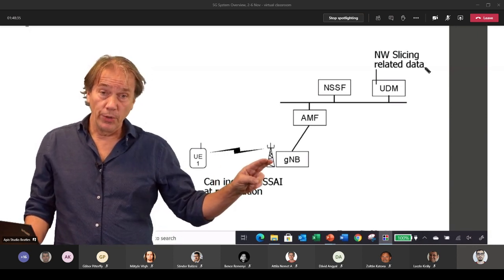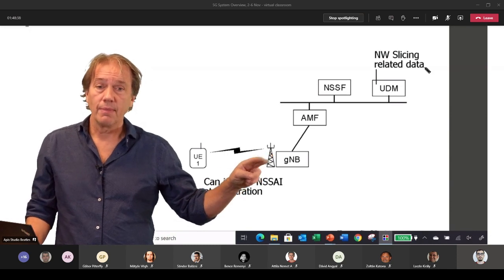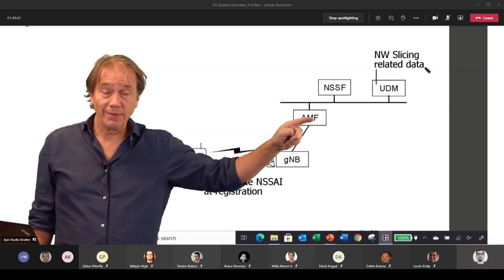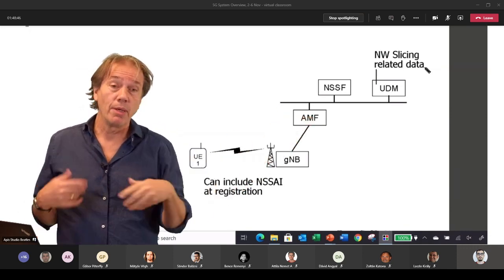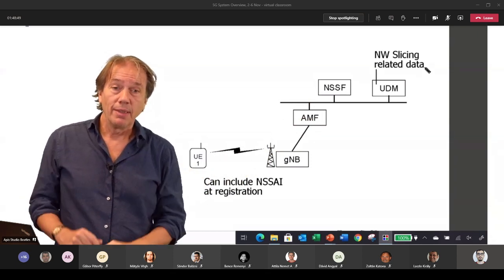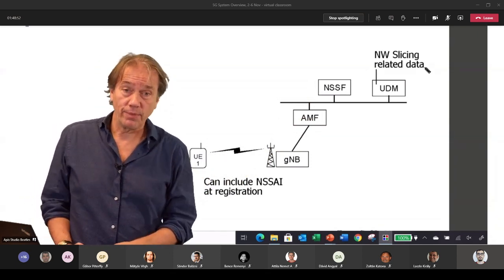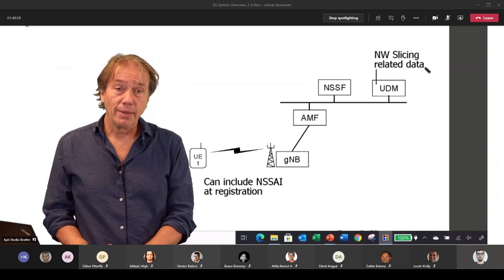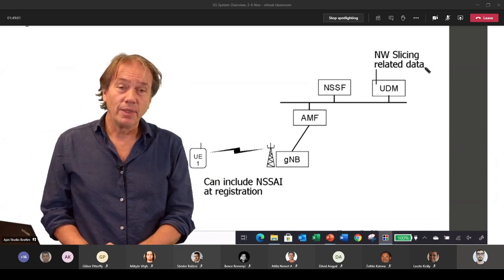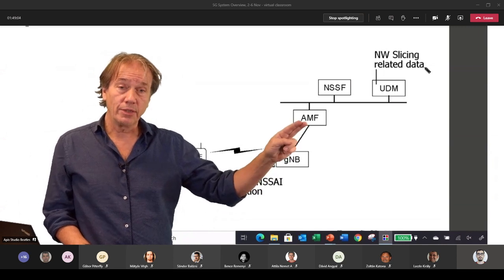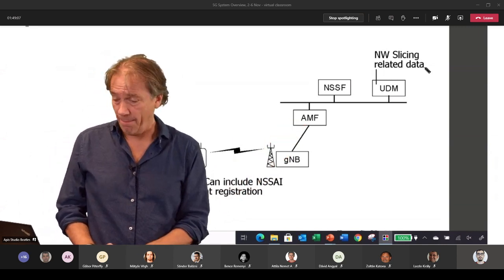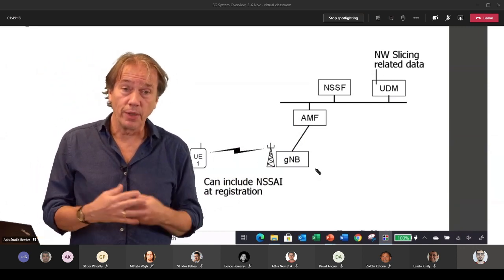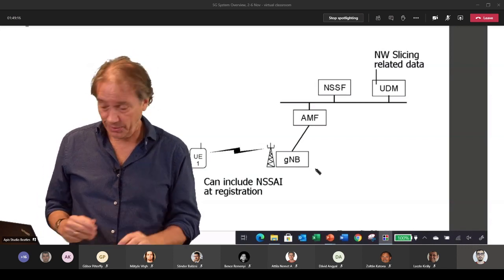What the gNodeB will do is to select a suitable AMF, and in this picture it looks very simple because there's only one to choose between, but remember, in a real network there may be multiple AMF instances. You can imagine in some Chinese network there may be lots and lots of AMFs, and the gNodeB will select one which it at least thinks is good. Good meaning that it belongs to a suitable network slice instance.